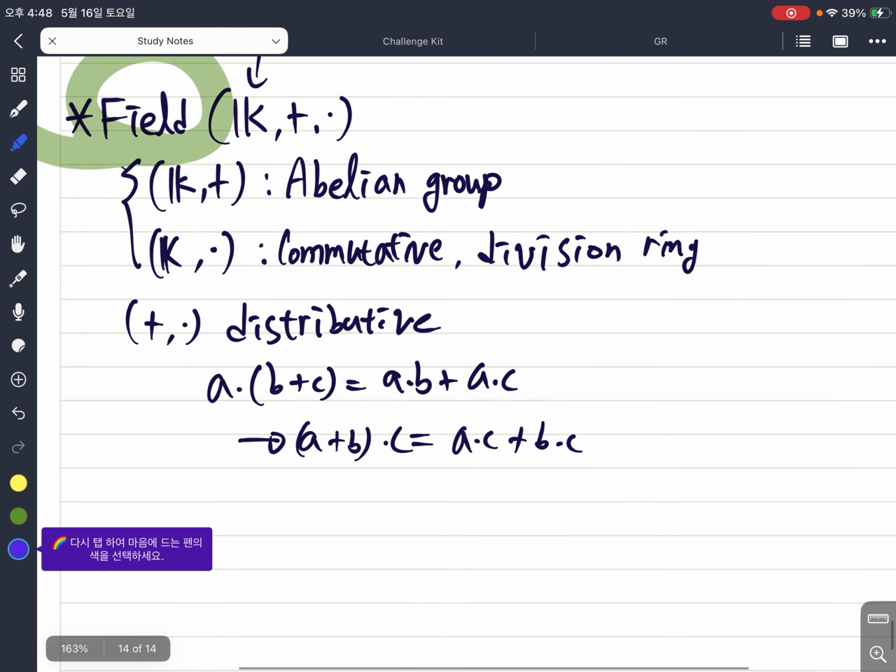Anyway, if you don't remember, you can just look up what a field is. A field is just a set K, where plus and dot are well defined, K with plus is an abelian group, K with dot is a commutative division ring, and plus and dot are distributive.